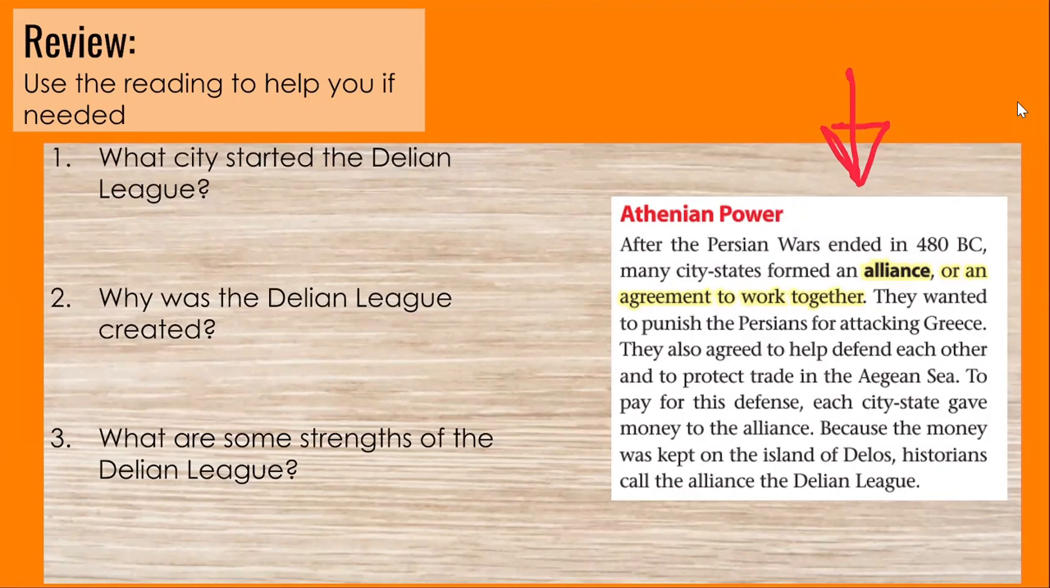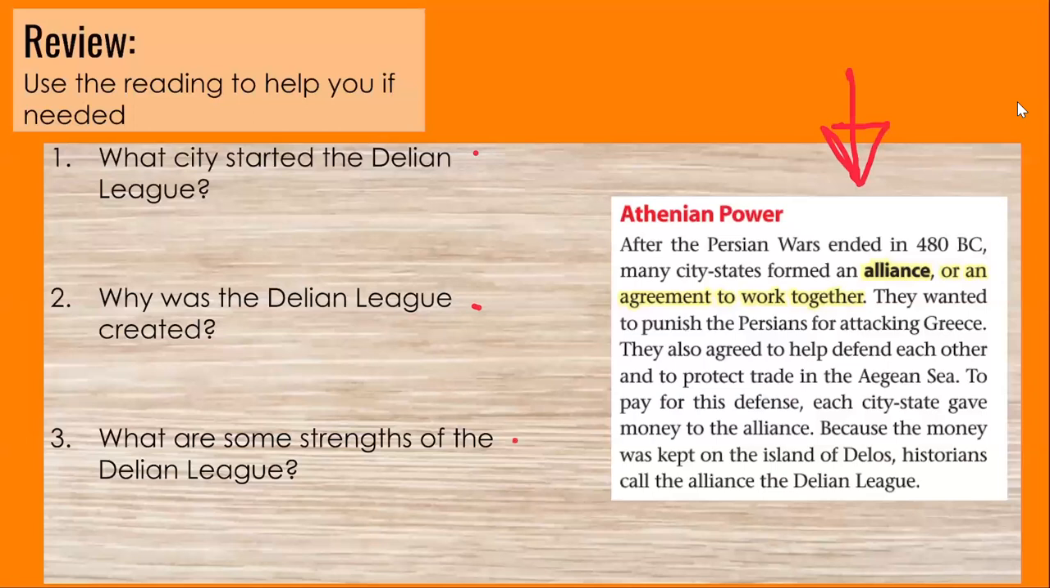So our first question is, and I'm going to read these three questions and then I'll read the paragraph, okay? What city started the Delian League? The second question will be, why was the Delian League created? And our third question is, what are some of the strengths of the Delian League?